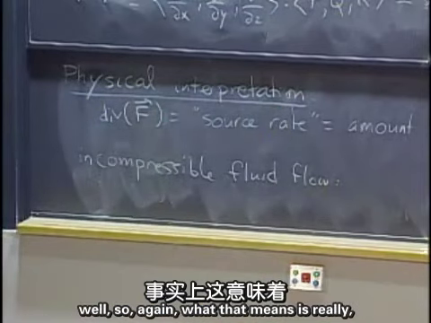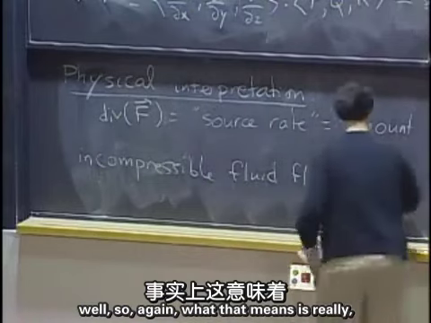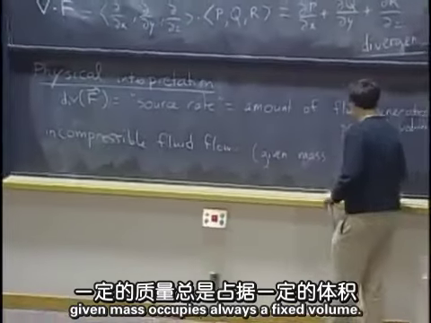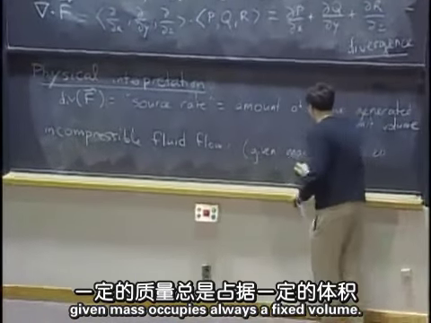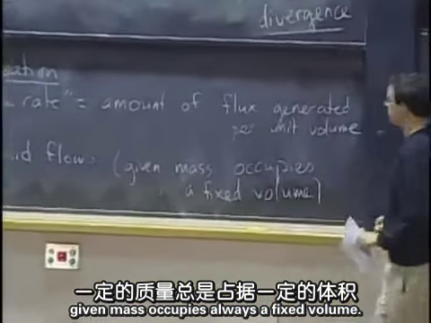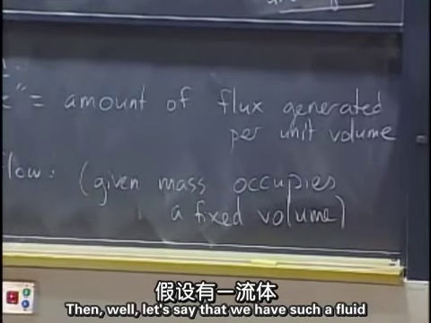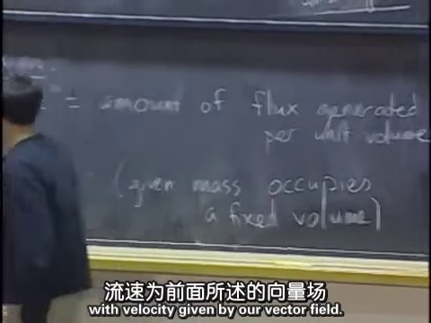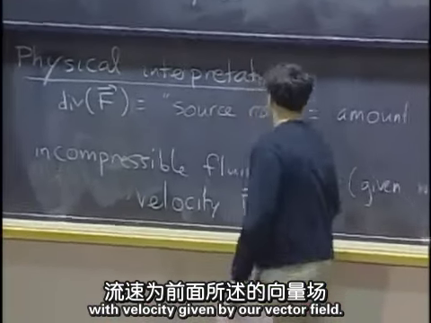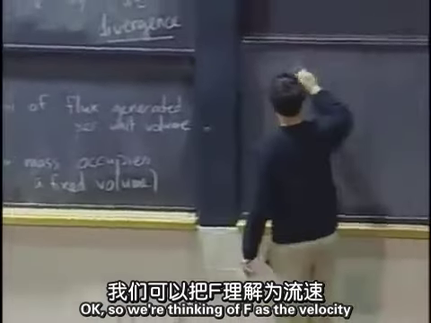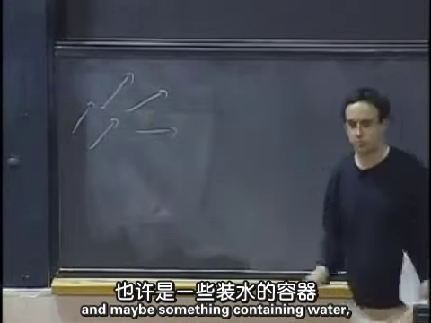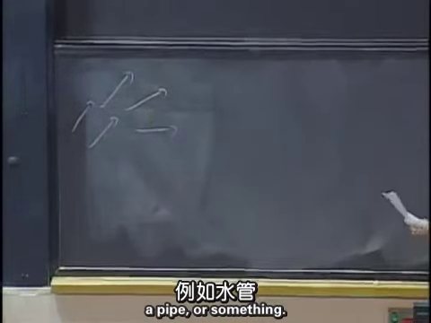well, so again, what that means is really a given mass occupies always a fixed volume, then, well, let's say that we have such a flow with velocity given by our vector field f. So we're thinking of f as the velocity in maybe something containing water, a pipe or something.